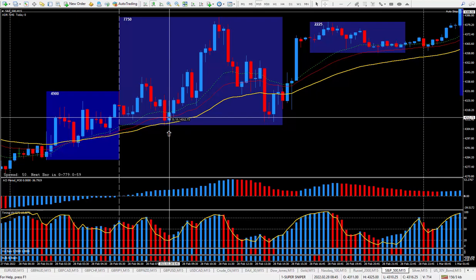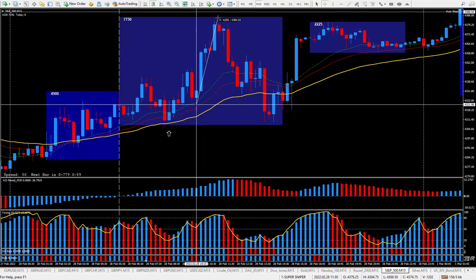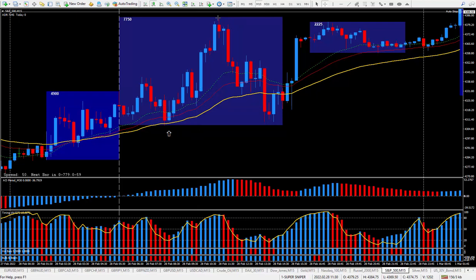Stop is the first swing pivot low, which is about 70. You're risking 70 to get over 700 times 5. That would be $3,500 for that move. You can add another position here, locking in 62 times 5. That's over $3,000 on a standard lot.